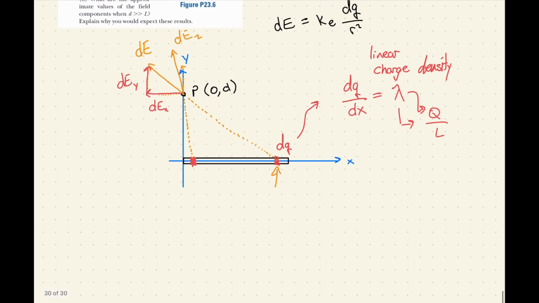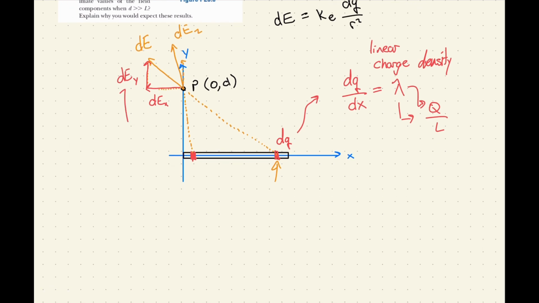Okay, so let's do a little bit of analysis here. We want to calculate these. We want to calculate Ex and Ey. And how we get these is we use the same equation, KE, Coulomb's constant. We have a dq here and an r squared, integral dq here and an r squared.